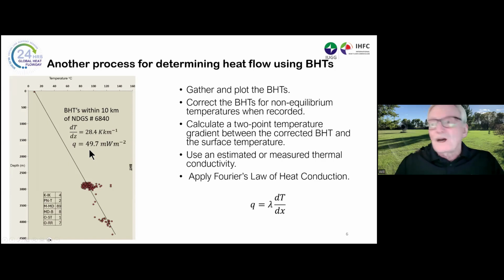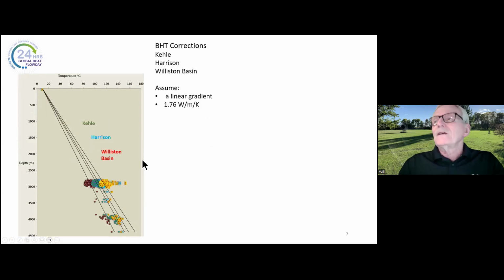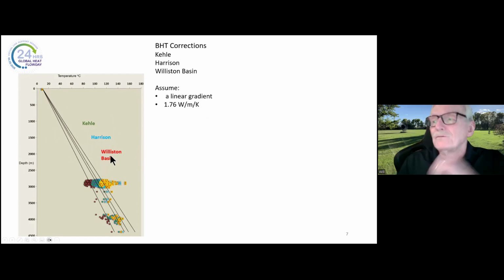So how do we go about correcting it? Notice I don't put the corrections on here, but let's take a look at what happens if you do. Now I have put on 3 corrections. There's the Keeley correction, the Harrison correction, one that I had developed 20 years ago for the Williston Basin.